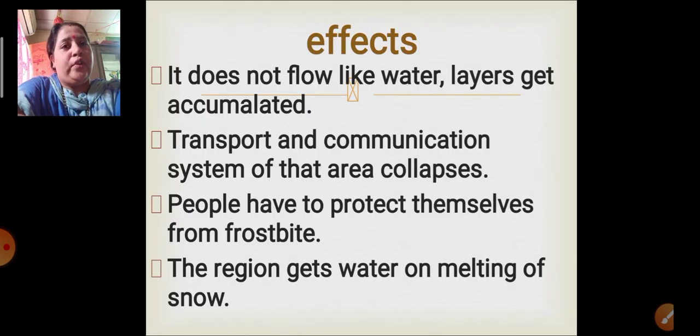What are the effects of snowfall? When a snowfall is taking place, what are the effects? First of all, snowfall is not like water that falls on the earth and flows away. It gets accumulated layer upon layer, because of which transport and communication of that area collapses. People have to protect themselves from frostbite when they come out of the house. The region gets water on melting of the snow, and that is a good thing. If there are bad effects of snowfall, there are good effects also.